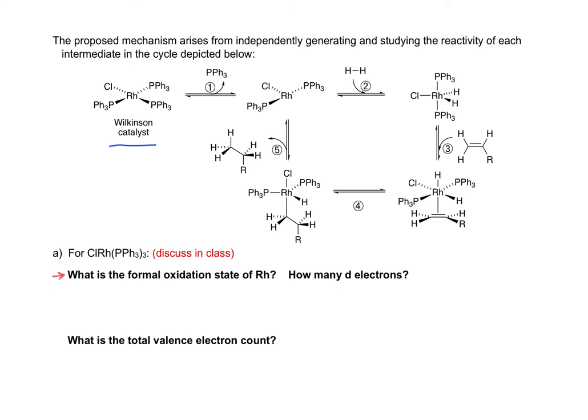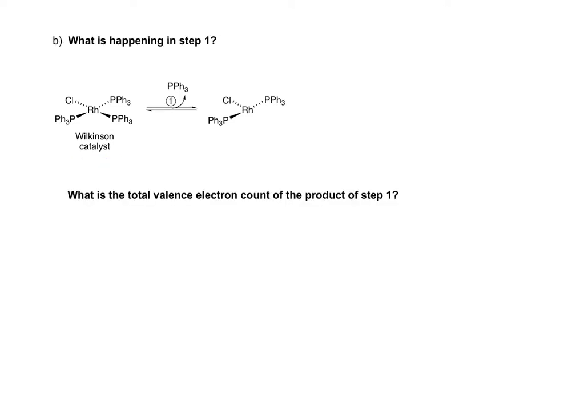Turning to the next page of the worksheet where we will discuss step 1, I'd like to continue the discussion in class with the name of the reaction in step 1. It's one which has already been introduced. And what is the total valence electron count of the product from step 1?